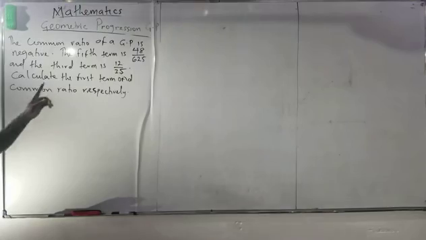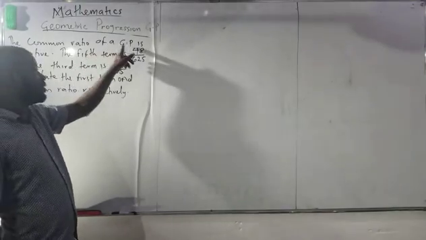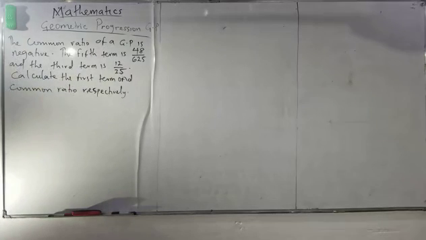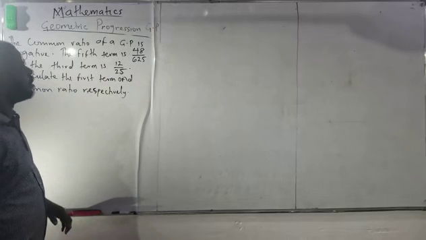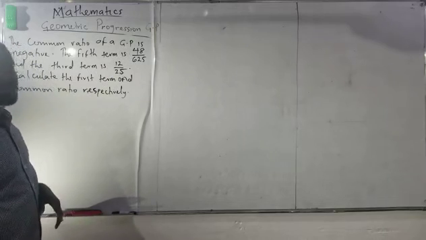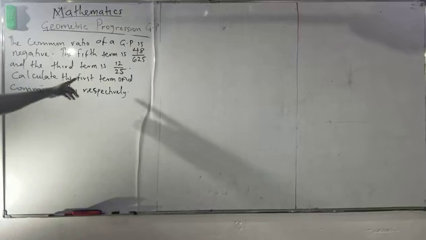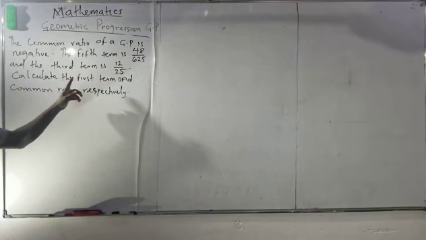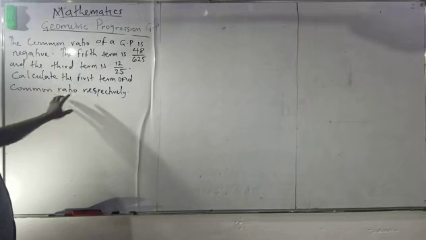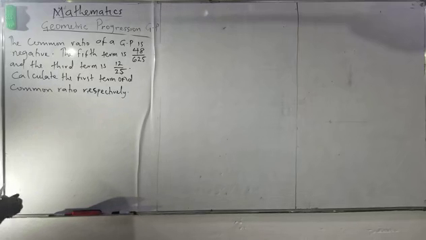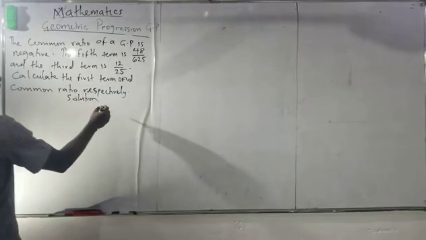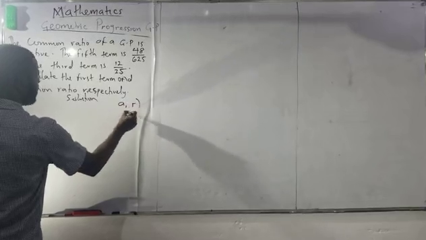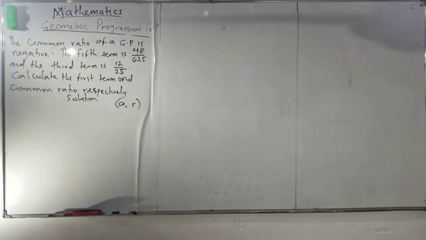The common ratio of a geometric progression is negative. The fifth term is 48 over 625, and the third term is 12 over 25. Calculate the first term and common ratio respectively. Now, the solution to this problem. Mind you, I'm looking for A and R respectively. That is what I'm talking about.